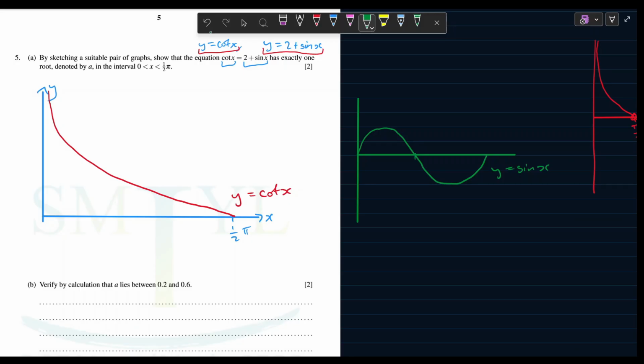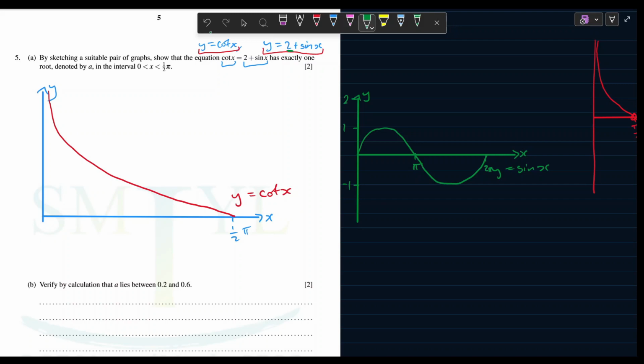Let me label x's. This would be pi. This is 2 pi. So x, this is our y. And this here would be 1. This is -1. Okay, perfect. All right, so there's this 2 now that has been added to y equals sine x. So that means we have to shift our graph upwards by 2 units.